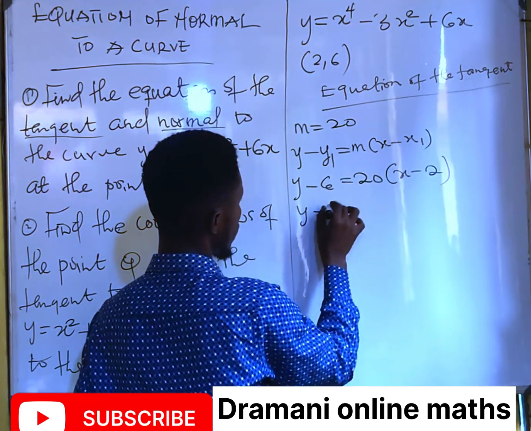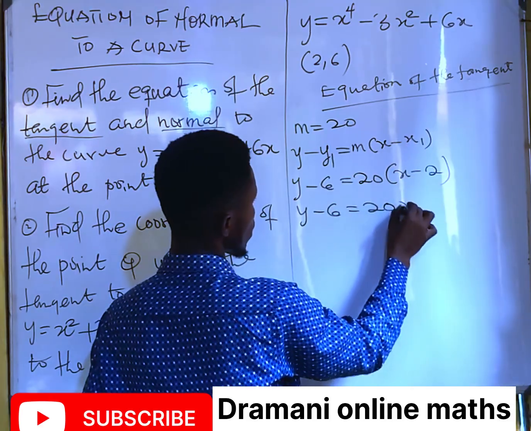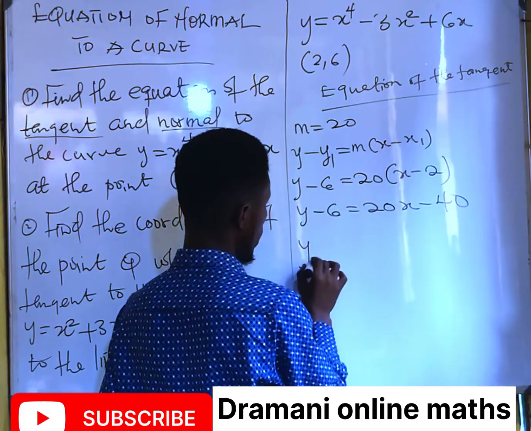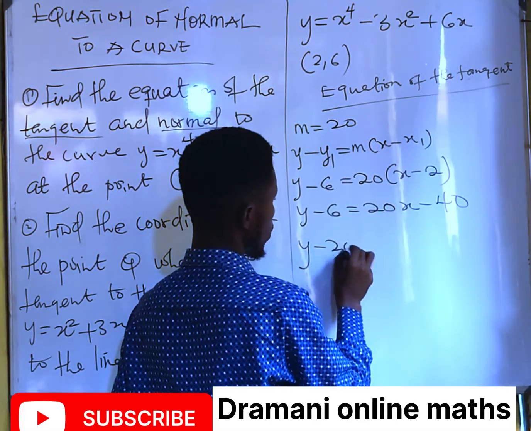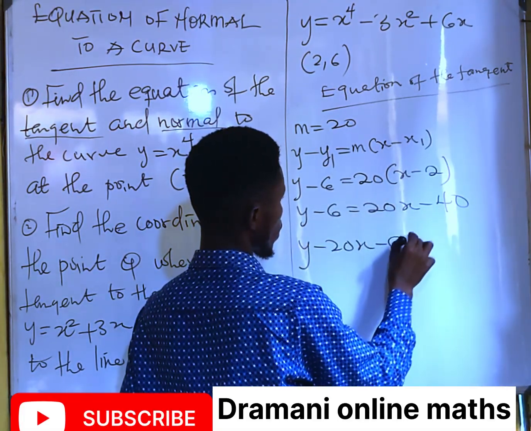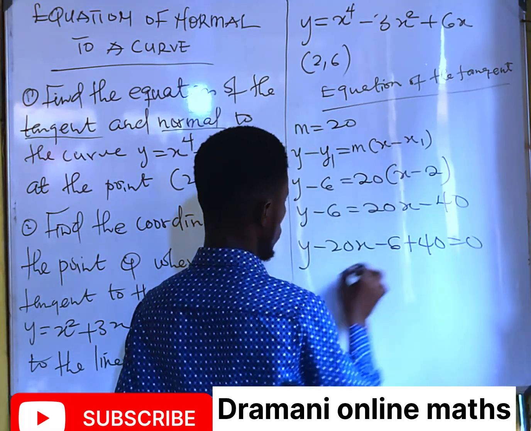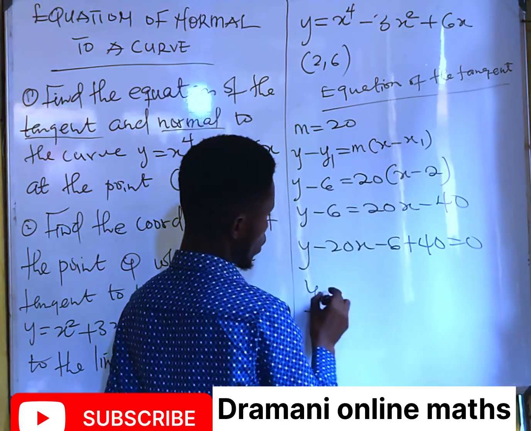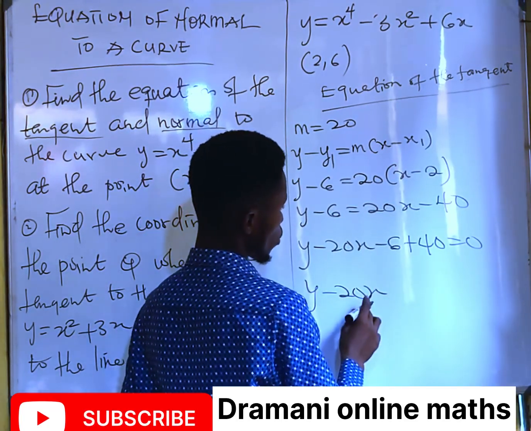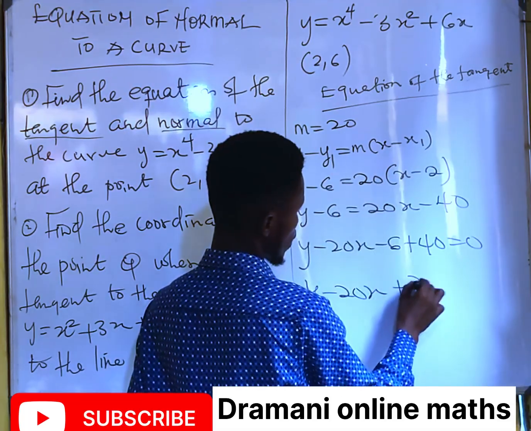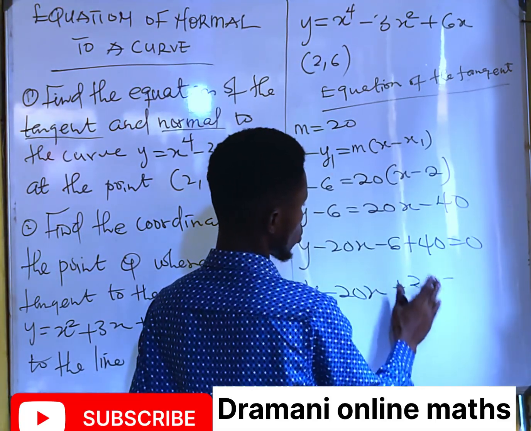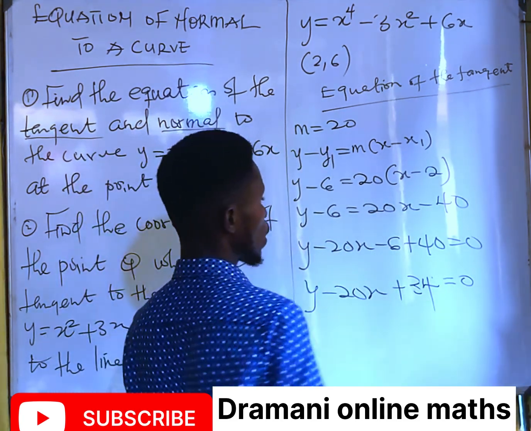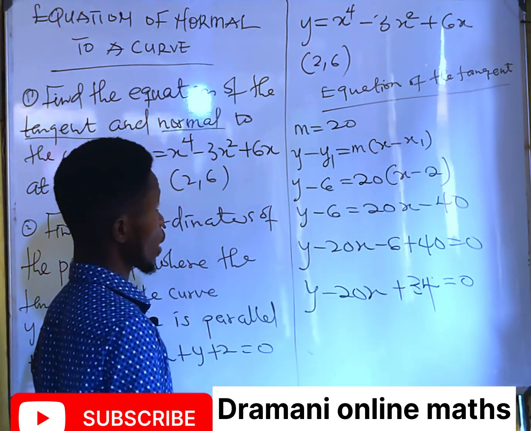So y minus 6 equals 20x minus 40. If I bring this one here, y minus 20x, and this comes here as minus 6 plus 40, equals 0. So y minus 20x plus 34 equals 0. So this becomes the equation of the tangent.